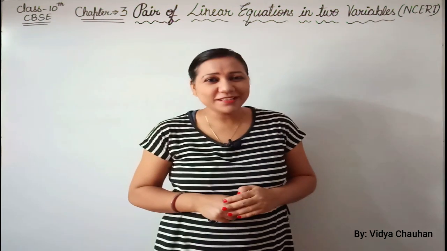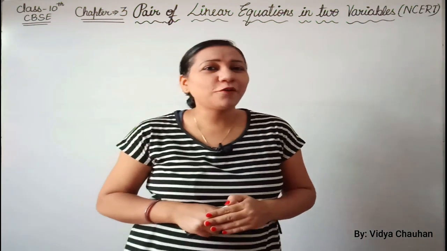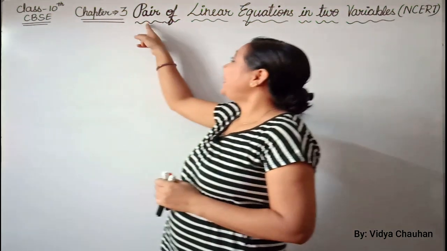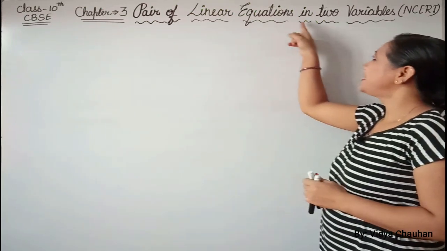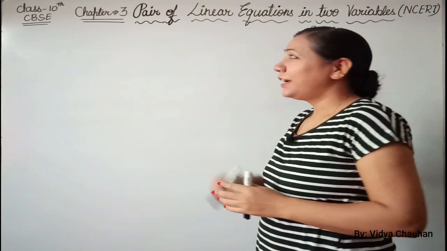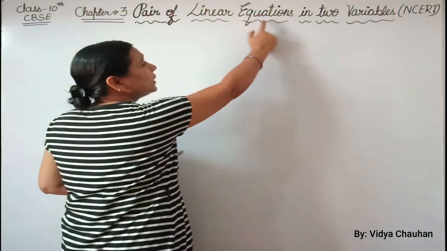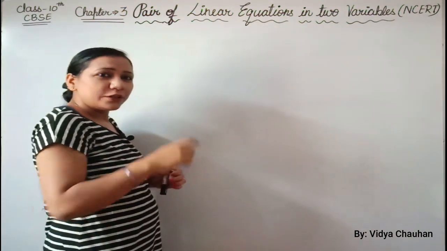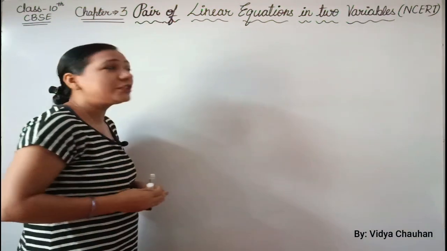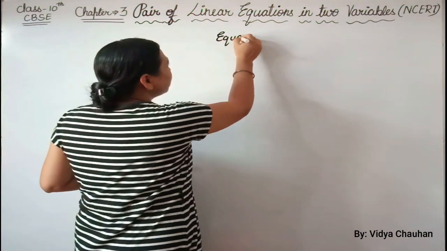Welcome back to the class, and today we are going to start a new topic of Class 10 NCERT chapter number 3, pair of linear equations in two variables. Before starting this chapter, the very first term that comes up is: what is linear and what is an equation? I will tell you the meaning of all this one by one and how it is related to the chapter. So very first, what is an equation?